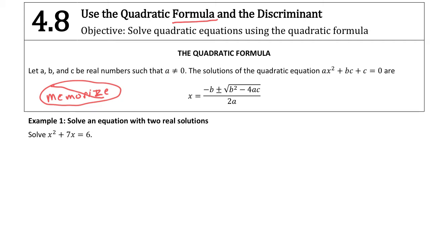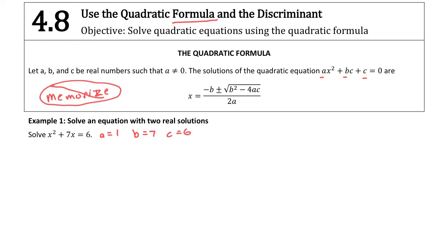So the quadratic formula is you're finding an x value. X equals negative b plus or minus the square root of b squared minus 4ac, all divided by 2a. So this goes back to us recognizing a, b, and c in our quadratic equations. So for an example, I'm going to identify a, b, and c in example 1. A is 1, b is 7, c is 6.